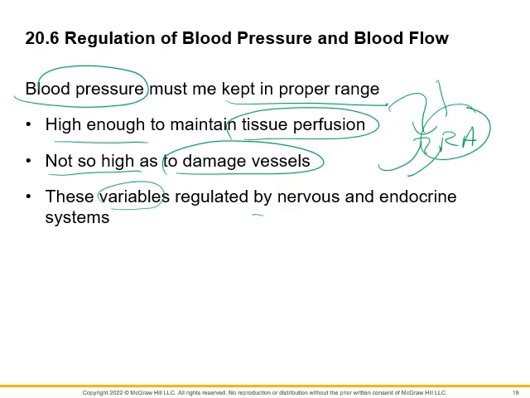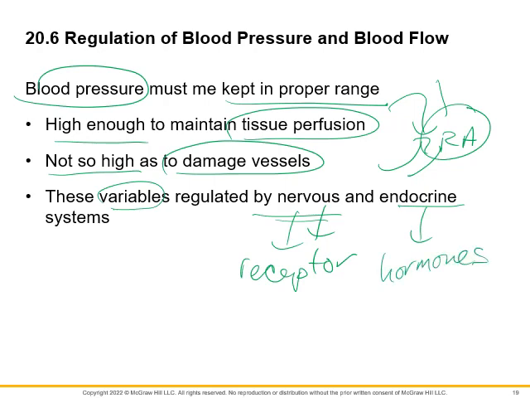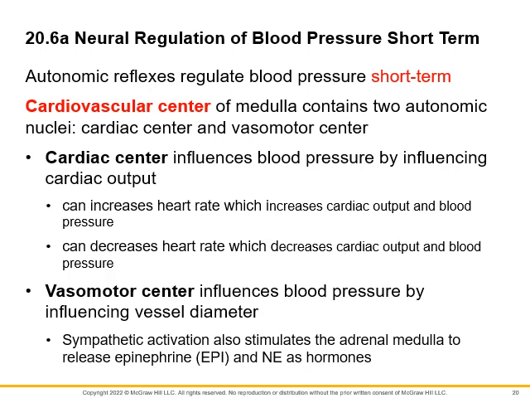So these variables are all going to be regulated by the nervous system or endocrine system. So we're going to talk about some receptors here that can determine there's a change and send that message to the nervous system for the nervous system to decide what to do. And then we also have the endocrine system, so we're going to come back and talk about those hormones again. So first we have to look at neural regulation, short term.